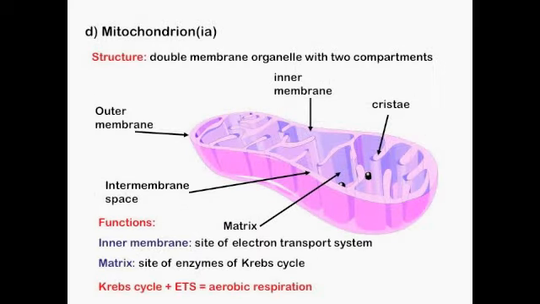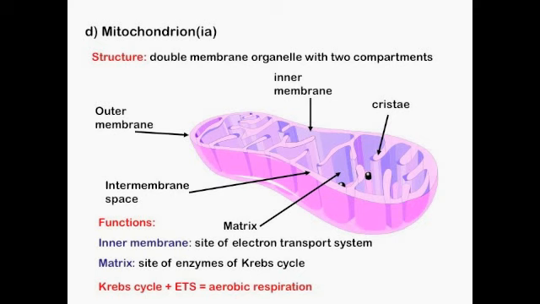Another organelle that you readily recognize is the mitochondrion, or mitochondria plural. It's a double membrane organelle with two compartments. The innermost compartment is the matrix. There's the intermembrane space, which is the second compartment. The two membranes are the inner membrane, which is highly folded with the cristae on it, and increases surface area of the inner membrane by folding it. The outer membrane is not folded.